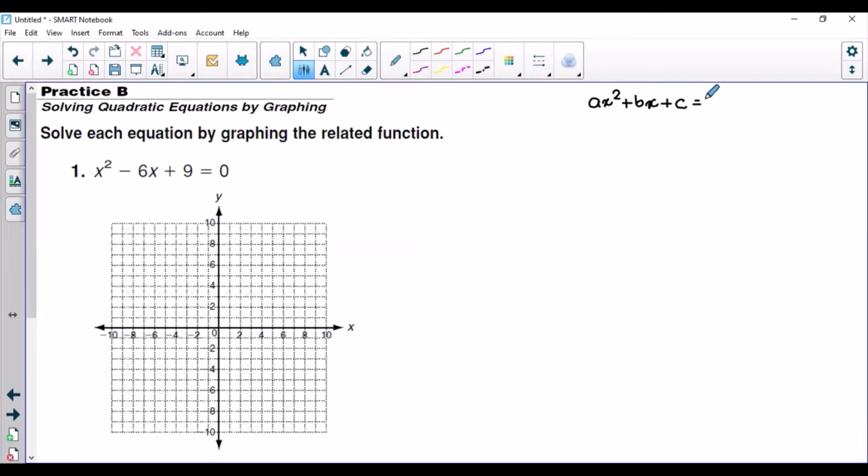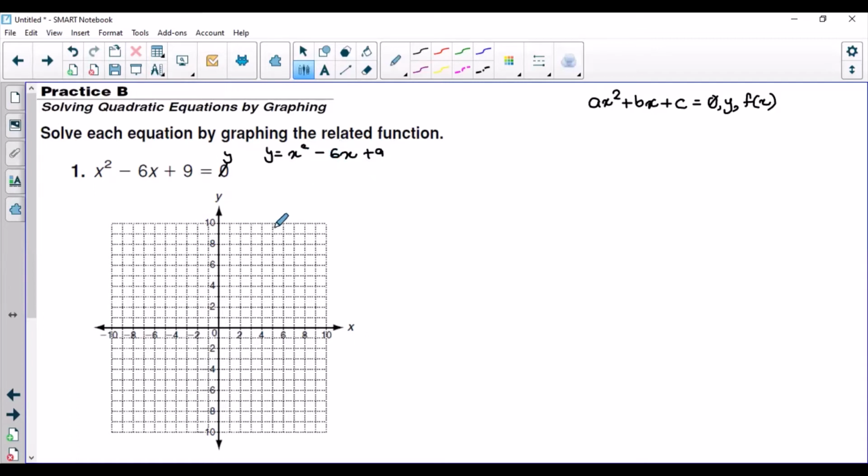Now this could be equal to 0, which means 0 could even be replaced by a y. So it doesn't matter whether it is 0 or a y, or even if it is denoted by a function notation. It can be any of these. So if there is a 0, do not worry, it just means that there is a y. If I rewrite this the other way around, it's going to be y is equal to x squared minus 6x plus 9, because this is the usual way we look at quadratic equations.